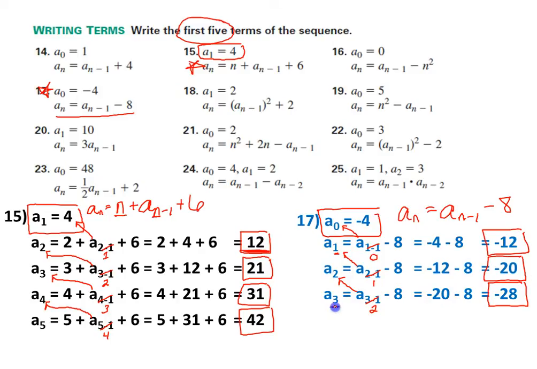Now that was a sub 3, but how many terms was that? We did 1, 2, 3, that was the 4th term, so we only need one more. So a sub 4 minus 1 minus 8, 4 minus 1 is 3. A sub 3 we just did. So it's negative 28 minus 8 is negative 36. Okay, so that's writing out our terms for our recursive.